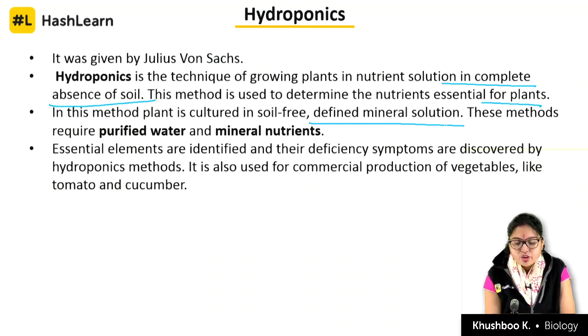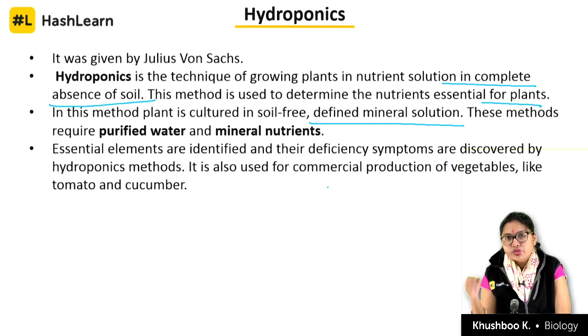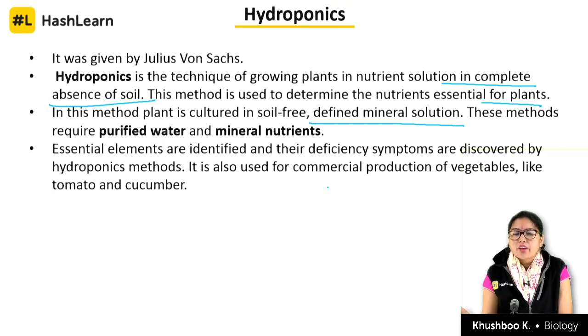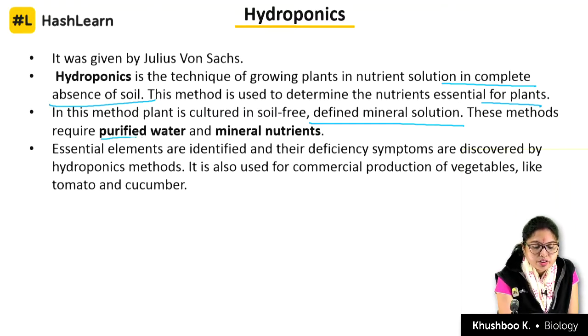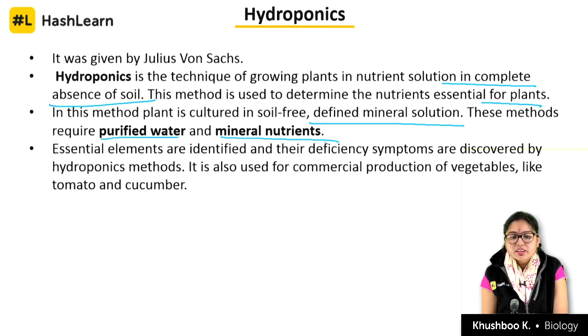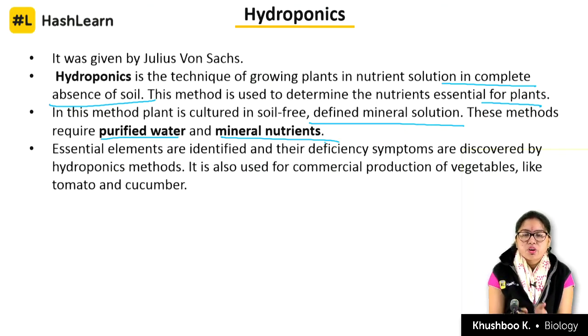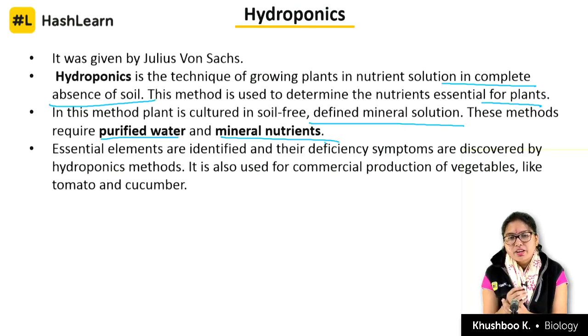Okay, so you do not have soil in the solution, you just have the nutrients. So from soil, what does the plant require? Water and nutrients. So that component we will give the plant and the plant can grow. This method requires purified water and mineral nutrients, nothing more than that. So you have the nutrients and then you have the water, supply to the plant and the plant will grow.